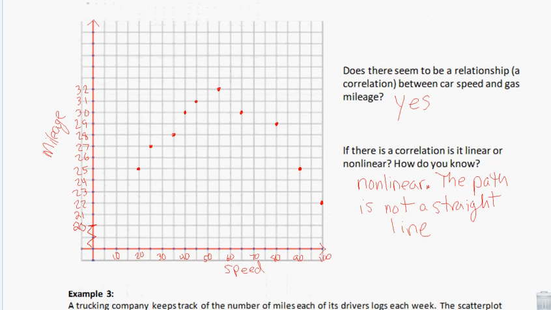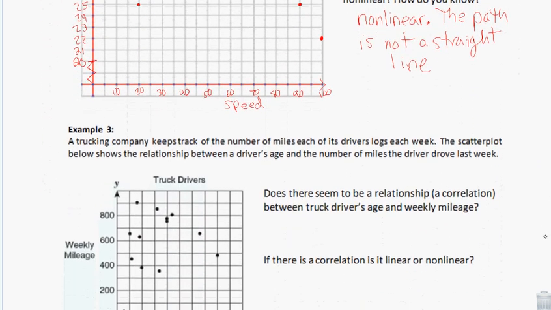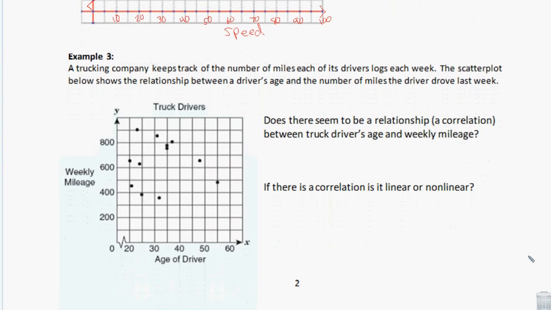But anyway, here is a scatter plot already done for us. It's about a trucking company, and it keeps track of the number of miles that each of its drivers log, right? So truckers, they are on the road for lots of hours at a time, which means that they go lots of miles. And they were comparing the driver's age and the number of miles that the driver drove.